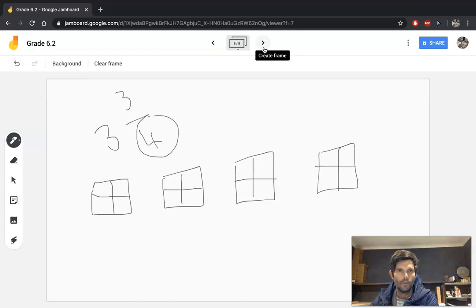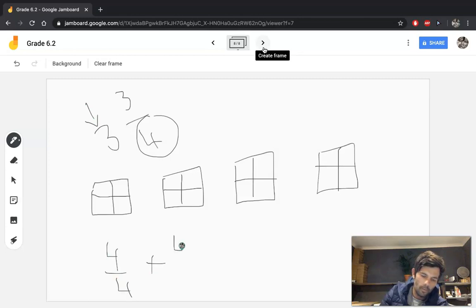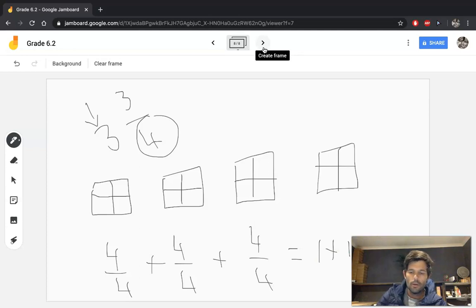Okay? So remember, this 3 whole numbers here is actually 4/4 plus 4/4 plus 4/4, which is the same as 1 plus 1 plus 1, because 4/4 means 4 divided by 4, which is equal to 1. So that's how I get my 3 3/4 and why I've divided my shapes into quarters.